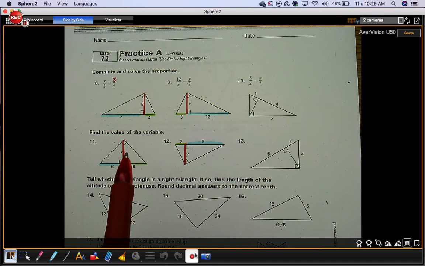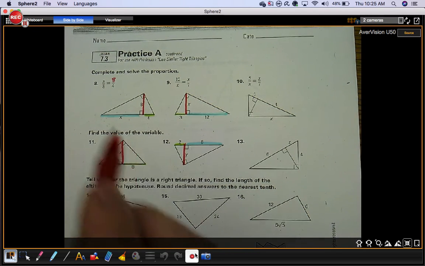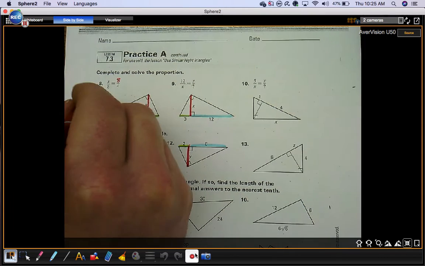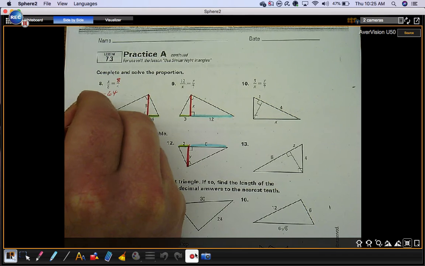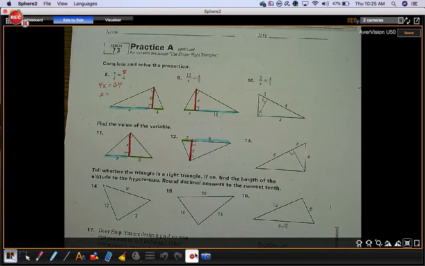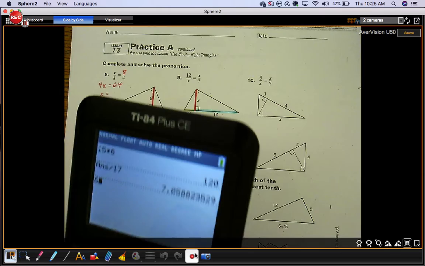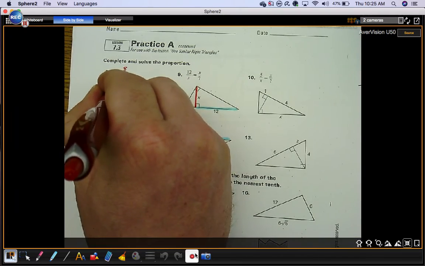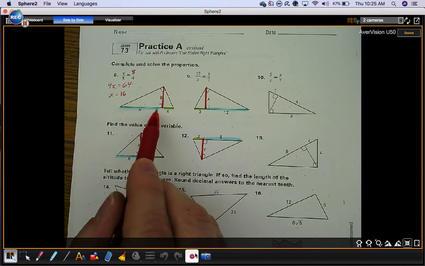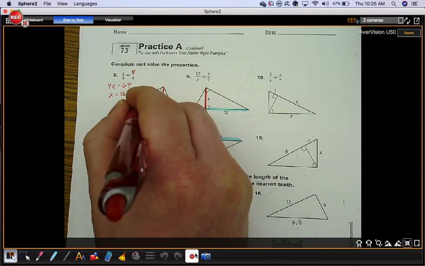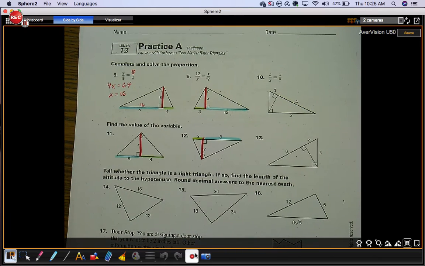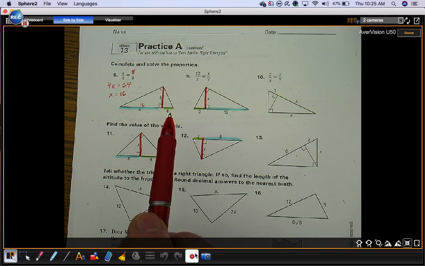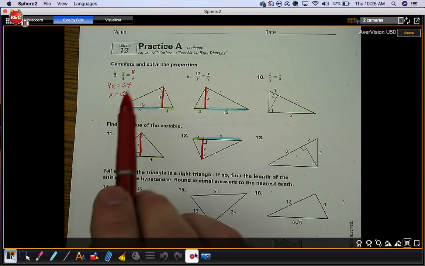The next thing we would need to do is solve it. So to solve our proportion, we're just going to cross multiply. We're going to get 4x equals 8 times 8, 64. How many times does 4 go into 64? 16 times. So that means that this length right here, this blue segment, has a length of 16. That's the geometric mean theorem. If you wanted to split these triangles up, you could. It would work, but this is a little more efficient.